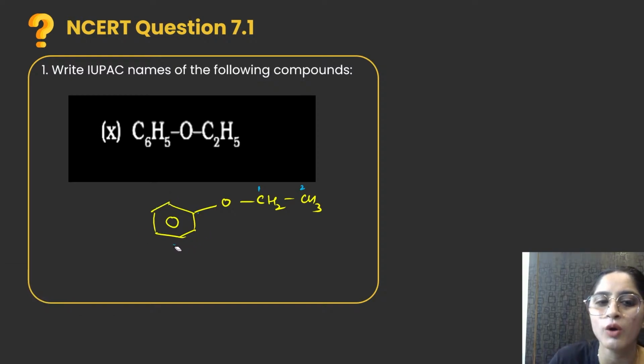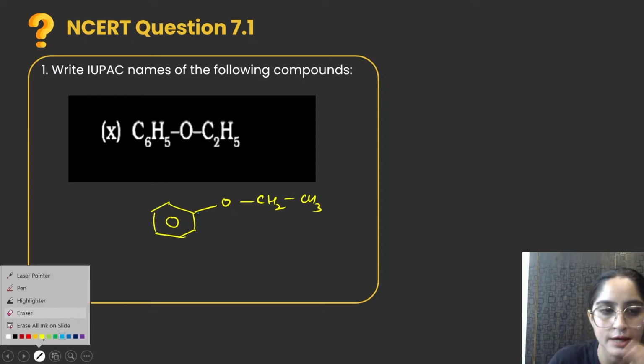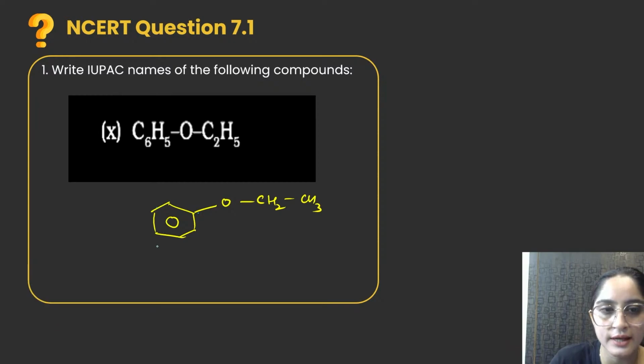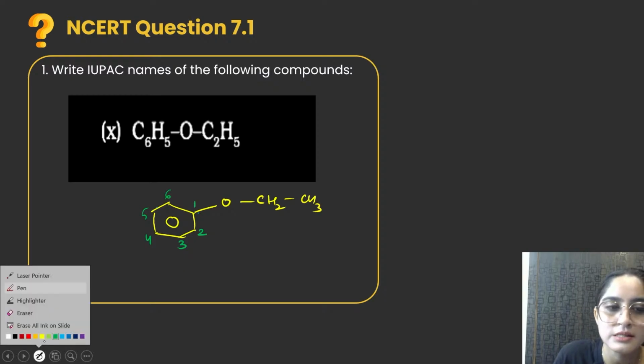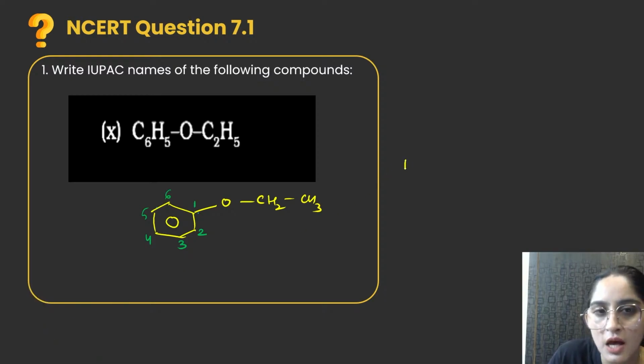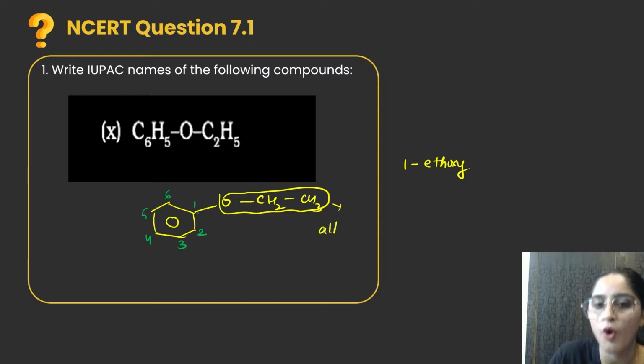Obviously, I should select the longer one, which has more carbon atoms. So I will select that one only, like this. This is going to be my 1, 2, 3, 4, 5, 6. So on the first position, you have a substituent. What is that substituent? That is 1-ethoxy, because this is your substituent now on the first position. This is an alkoxy substituent. 1-alkoxy. What is this called? This is called benzene.